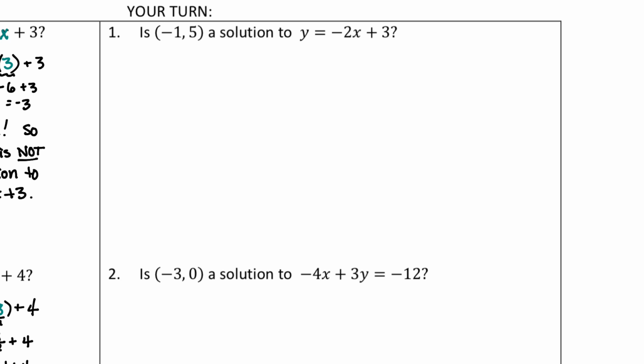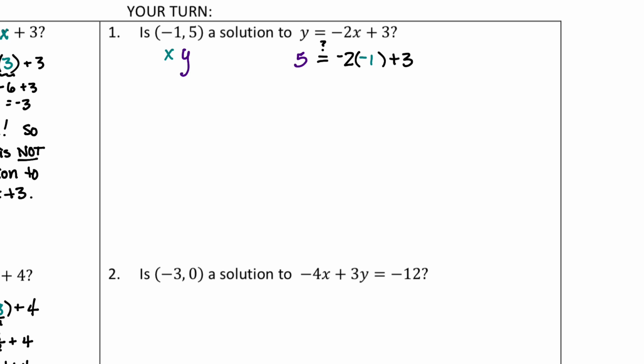Okay, here's your number 1. This is x, this is y. So we're going to have 5. We want to see if it is equal to negative 2 times whatever x is. It's negative 1. Add 3.